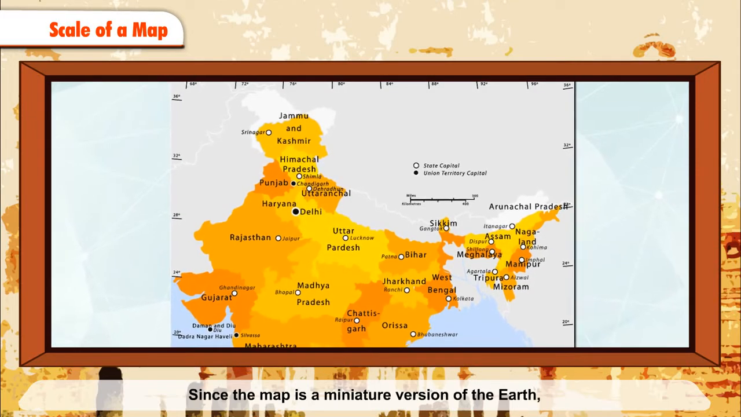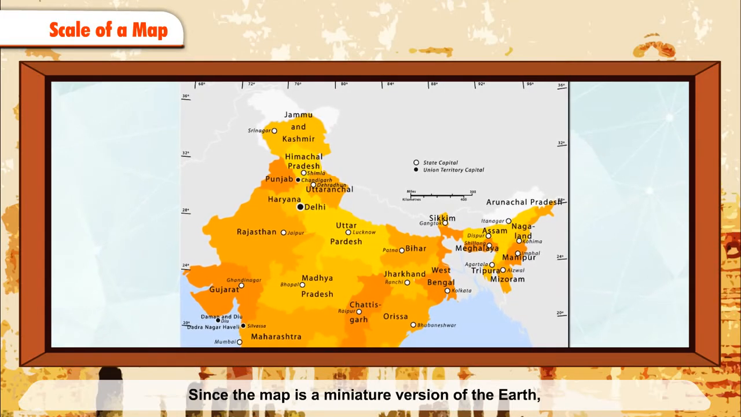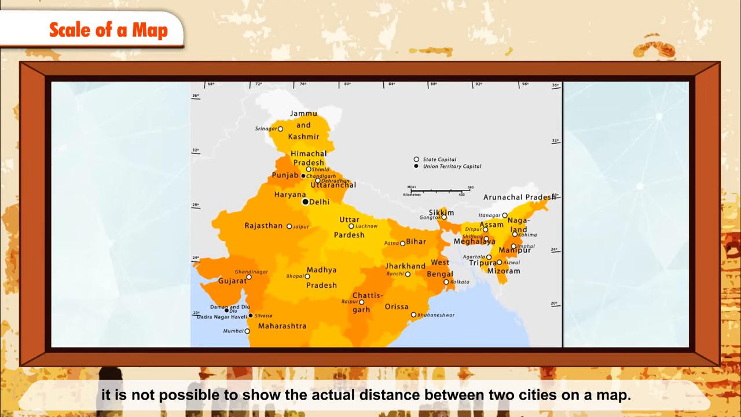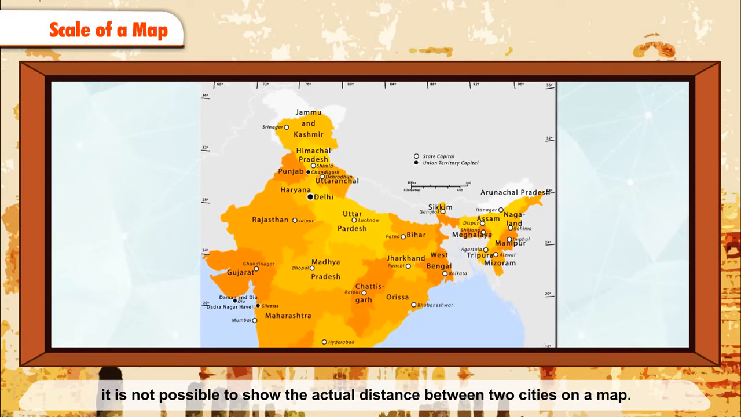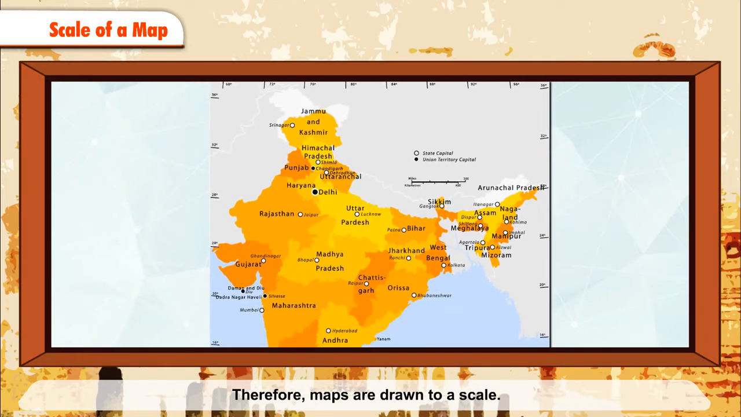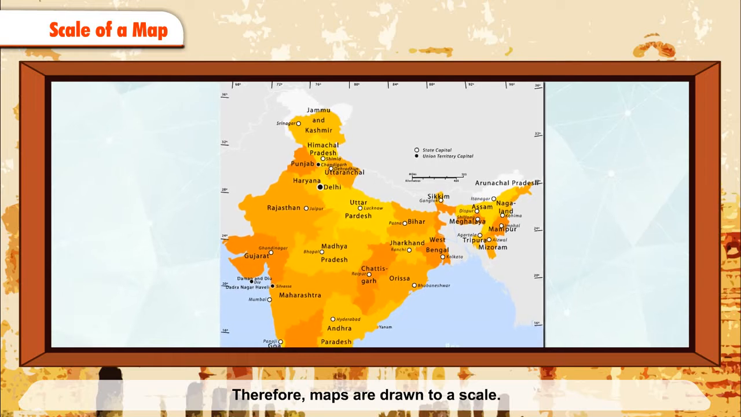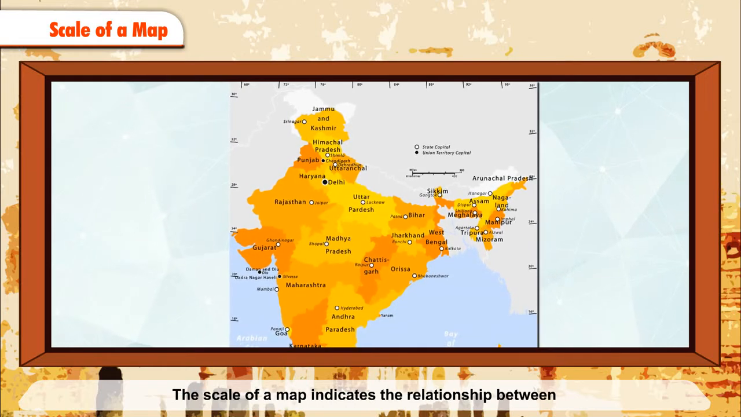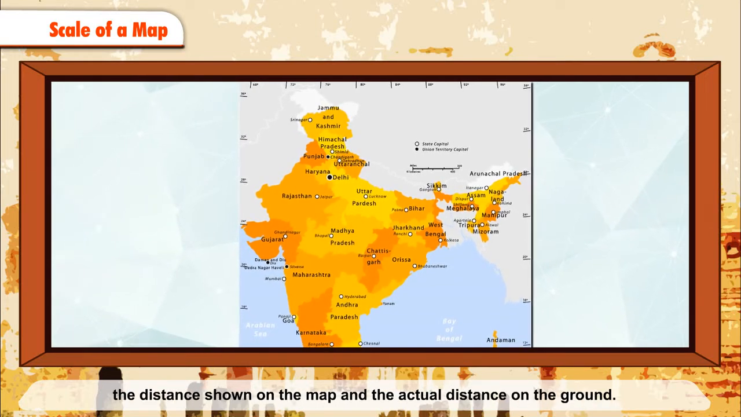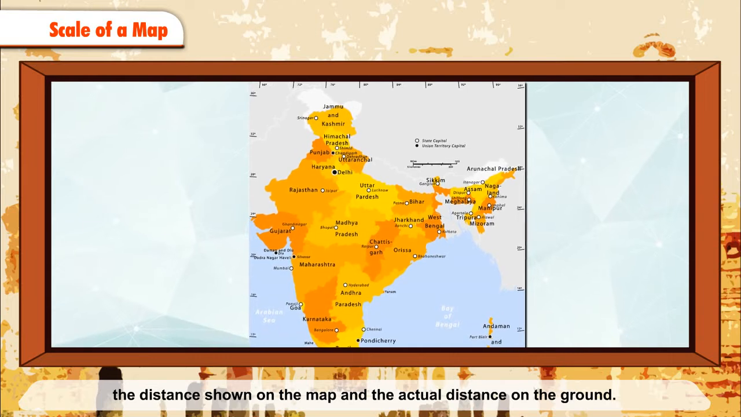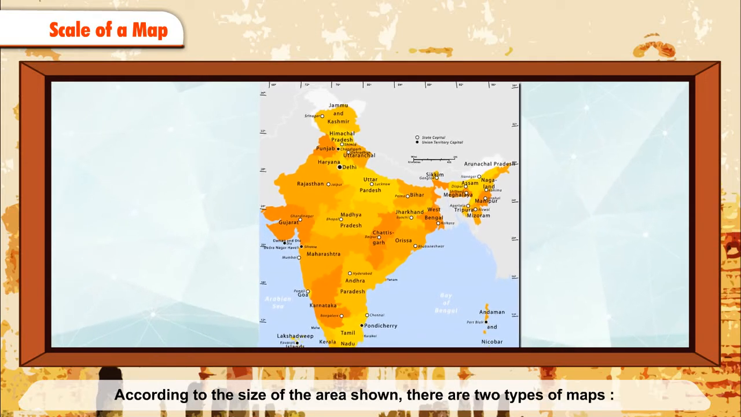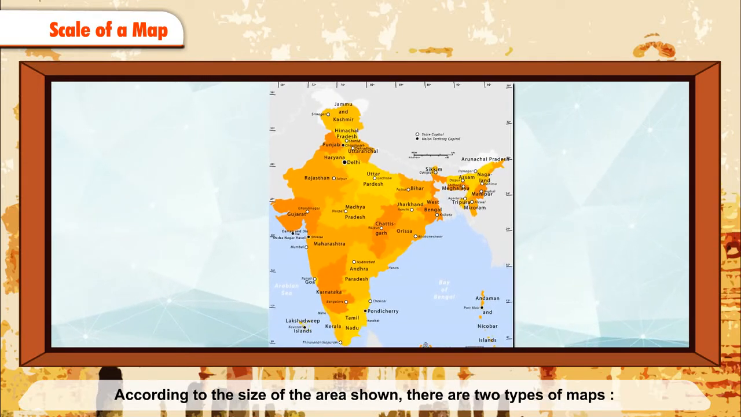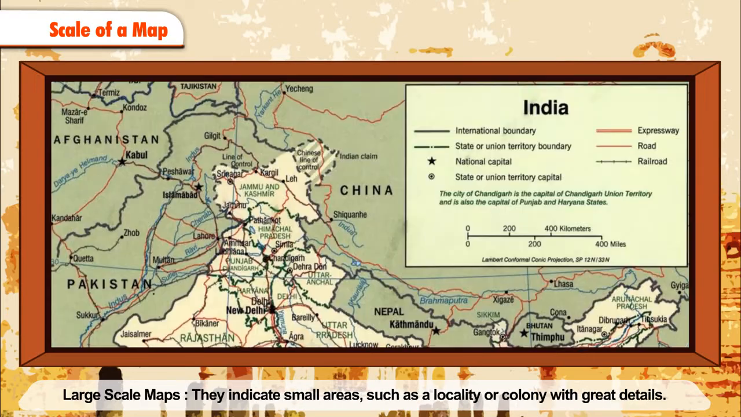Scale of a map. Since the map is a miniature version of the Earth, it is not possible to show the actual distance between two cities on a map. Therefore, maps are drawn to a scale. The scale of a map indicates the relationship between the distance shown on the map and the actual distance on the ground. According to the size of the area shown, there are two types of maps.